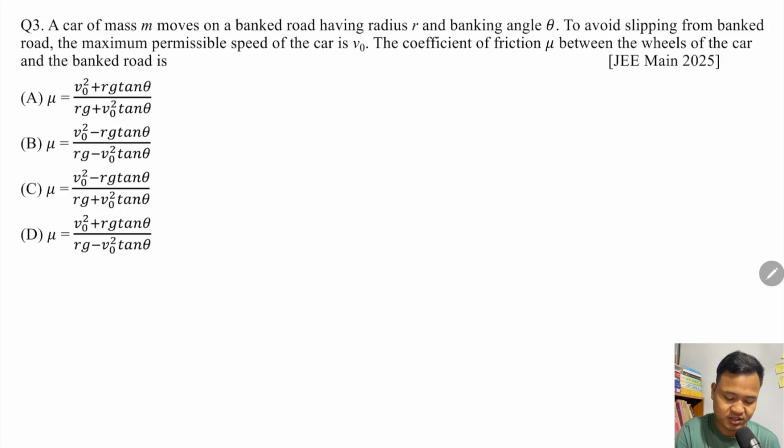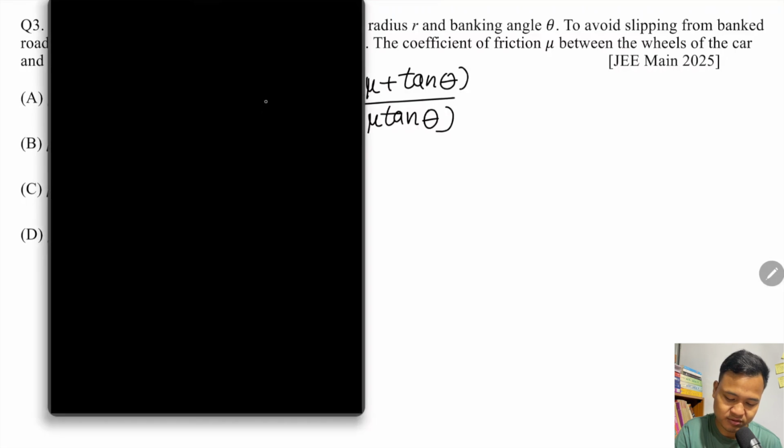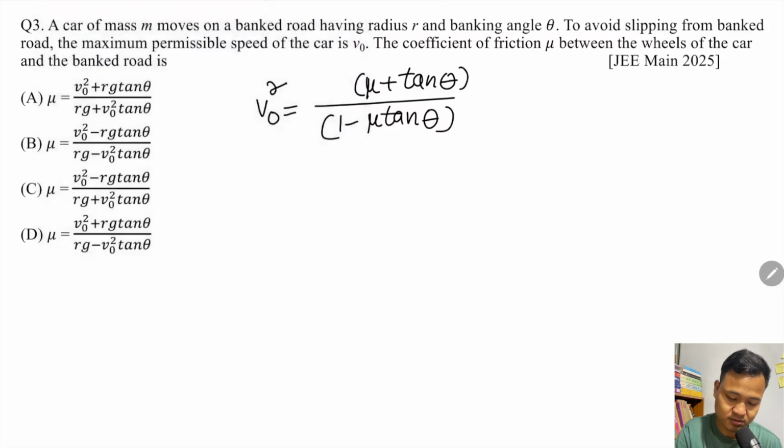So maximum speed is v naught, so the formula is: here I'll write v naught square equals rz into mu plus tan theta, divided by 1 minus mu into tan theta. So you bring this rz down here on the left side. So on the left I will have v naught square divided by rz. Okay, so this is equals to mu plus all those things.